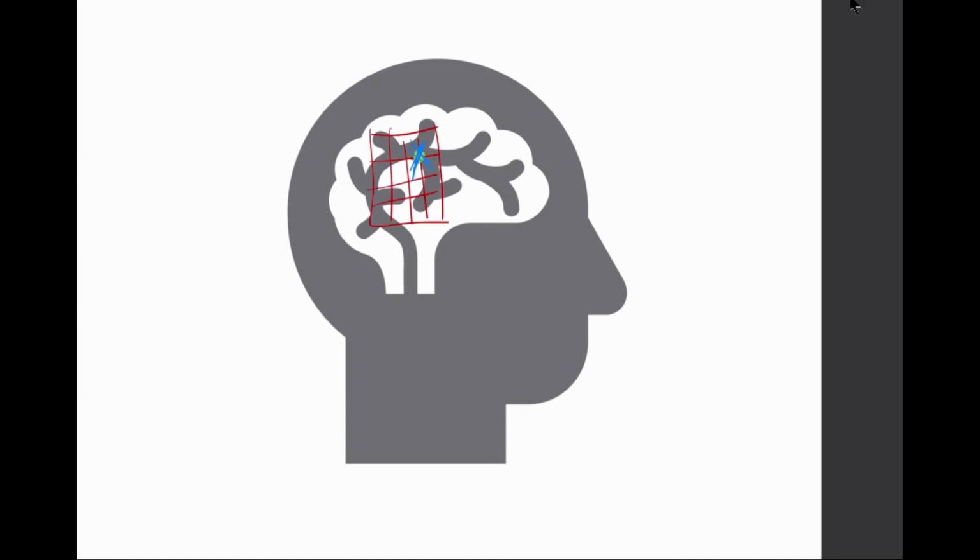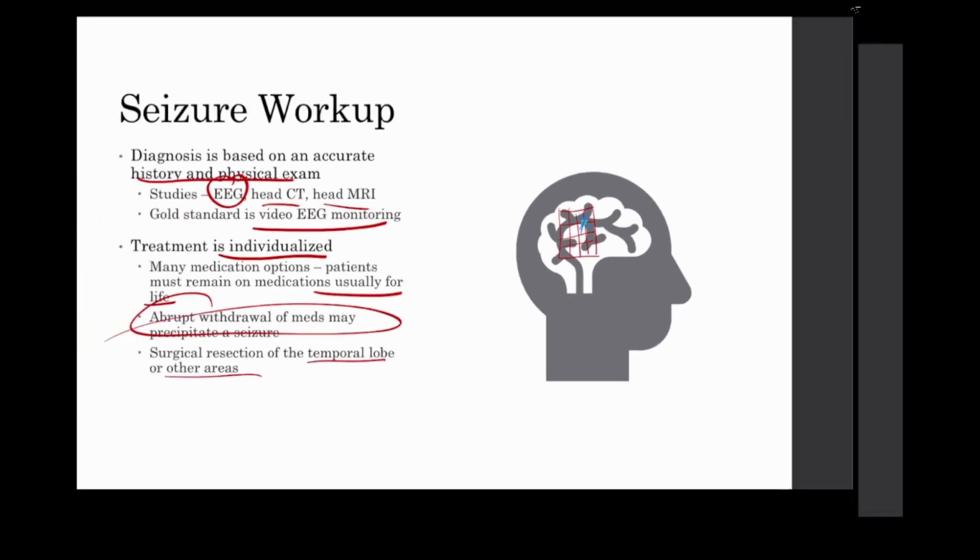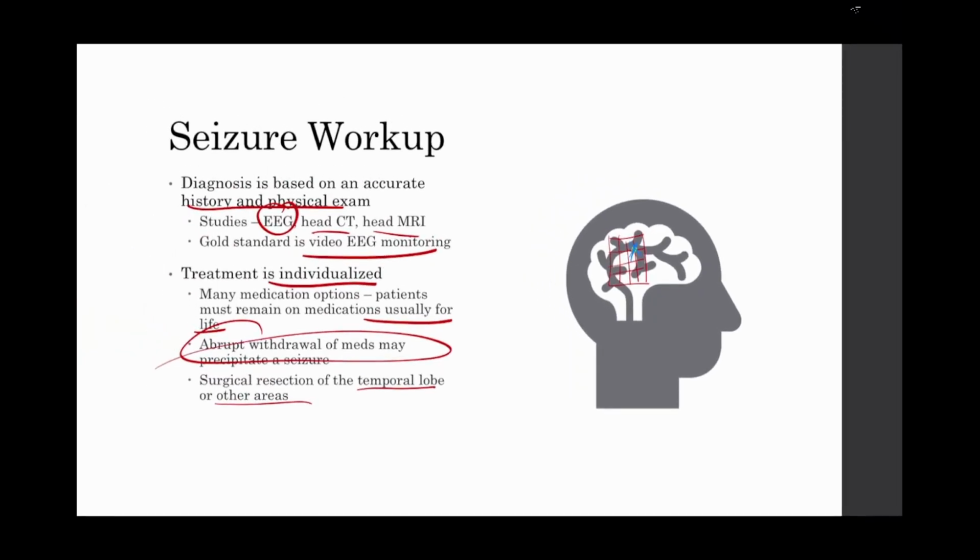You can't conduct electrical activity anymore, and hopefully that stops the seizures from occurring again. So that's what they do for the surgery part. For that temporal lobe resection, they have to figure out where it's coming from first, and then they go from there.